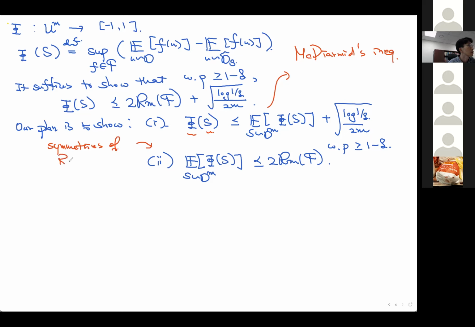Of Rademacher variables. So that's how we're going to prove this. So let's go and prove both. So for the first, here's how we can do this. And so one thing that you can show is the following.